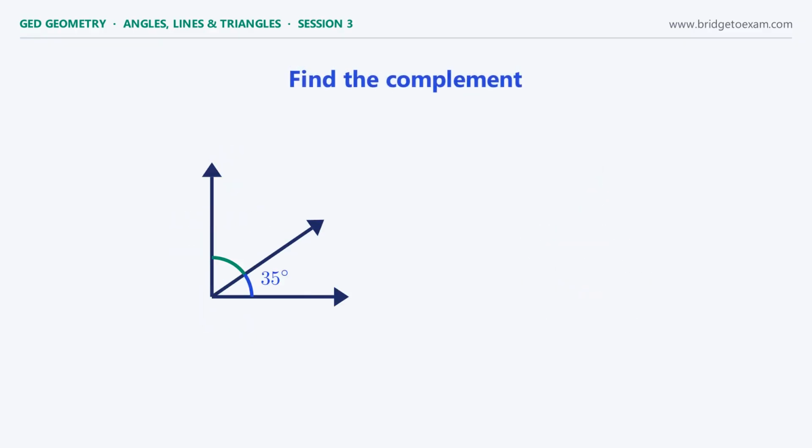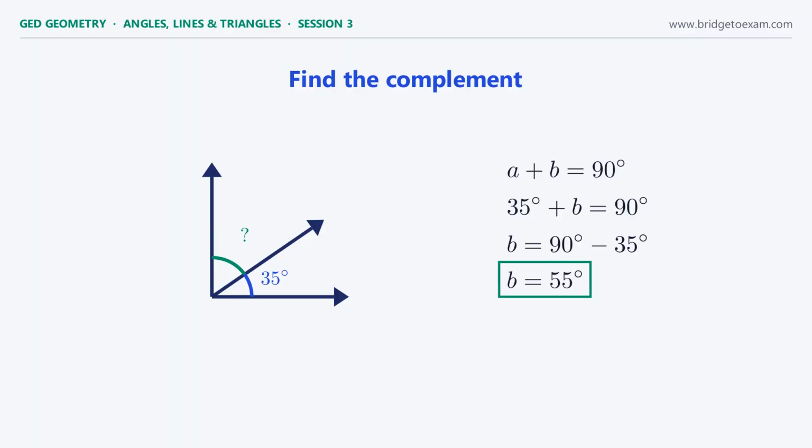Let's find a complement. Two complementary angles fit together to make a right angle, a perfect 90-degree corner. So if one of them is 35 degrees, the other must fill up the rest of the 90. We take 90 minus 35, which gives us 55 degrees. Let's check it. 35 plus 55 equals 90. Perfect. Notice the method. To find a complement, you always subtract from 90.